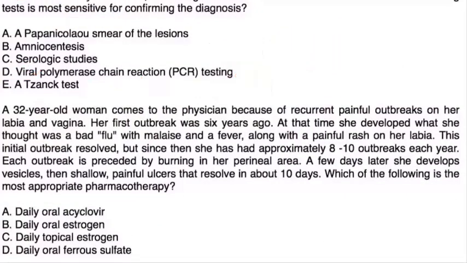Next question. A 32-year-old woman comes to the physician because of recurrent painful outbreaks on her labia and vagina. Her first outbreak was 6 years ago. At that time, she developed what she thought was a bad flu with malaise and fever, along with a painful rash on her labia. This initial outbreak resolved, but since then she has had approximately 8 to 10 outbreaks a year. Each outbreak is preceded by burning in her perineal area. A few days later she develops vesicles, then shallow painful ulcers that resolve in about 10 days. Which of the following is the most appropriate pharmacotherapy?